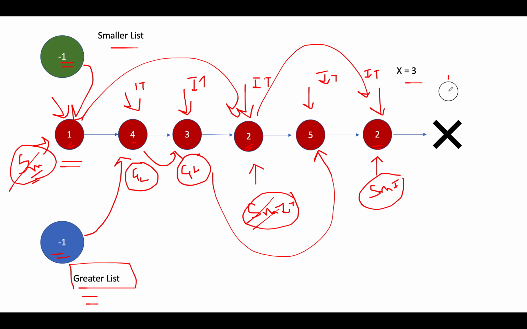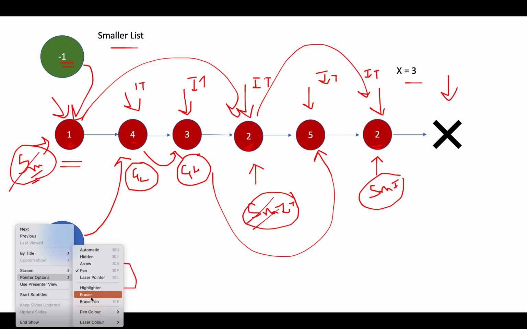And for the next iteration, it is null. We abort the process. So let's highlight what we have in the greater and small list. Let me just change the color of the pen to highlight that.